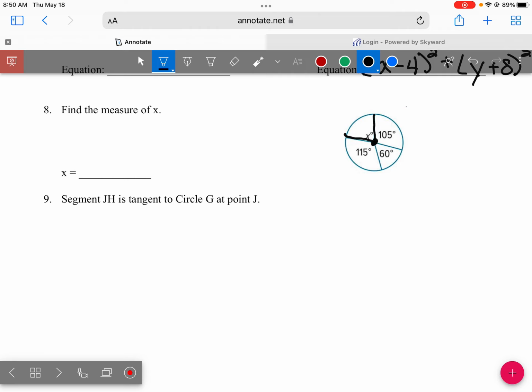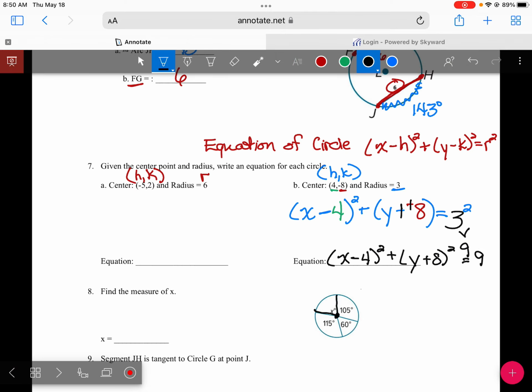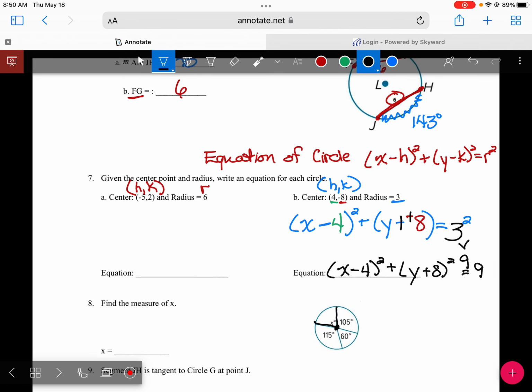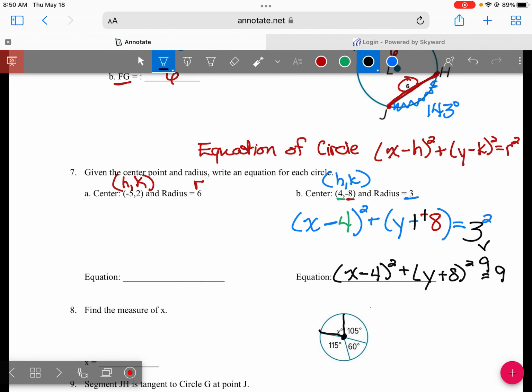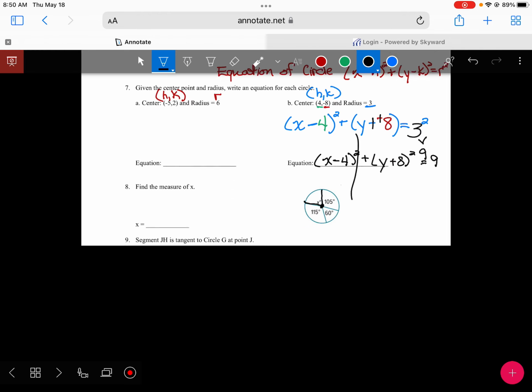So find the measure of x. How would I find x? Oh, go back? Yeah. I am recording this too. And I showed you guys all of my answers are on this module for today. Like all of the whole packet. So you can always look at that too.